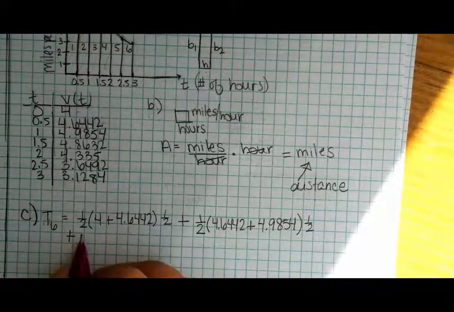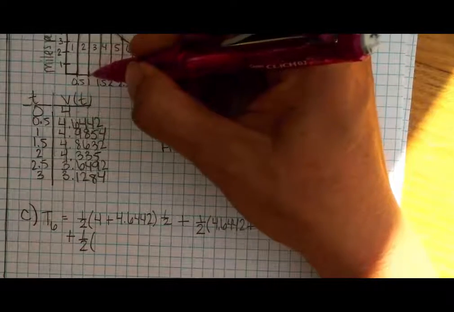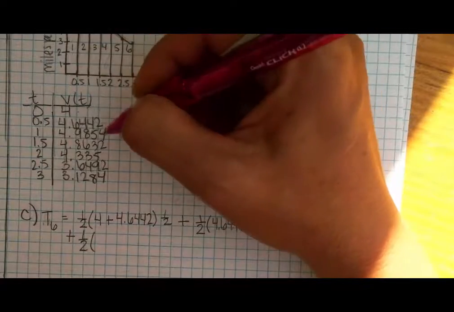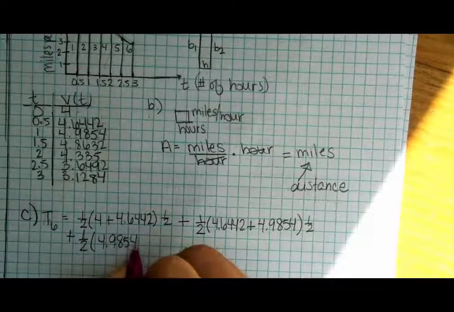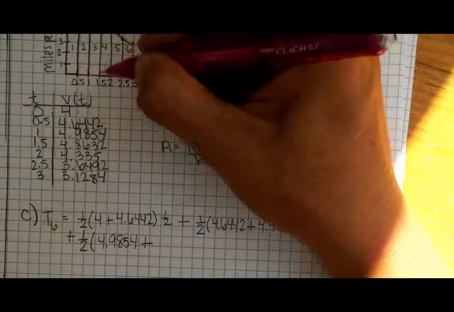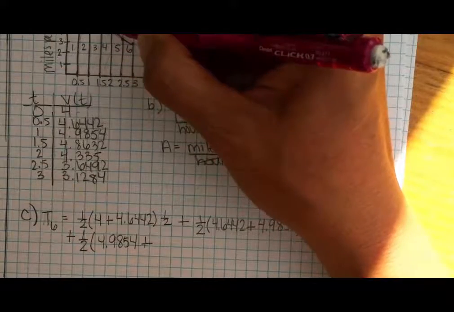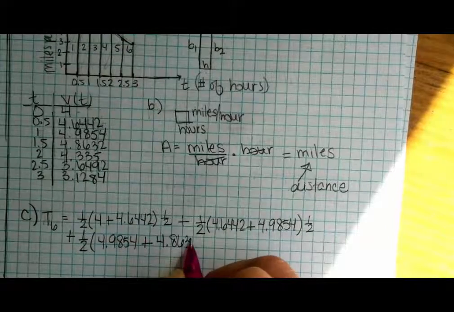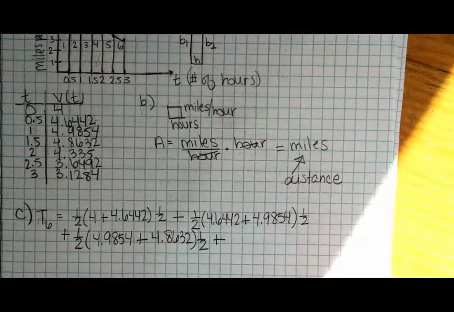So now I'm on to the third trapezoid. It's 1/2 times the sum of the 2 bases. So the first base I've already used, it's the output at 1, 4.9854, plus the second base for that third trapezoid, which is the output at 1.5. So that's 4.8632 times 1/2. Plus, now I need to do my fourth trapezoid.